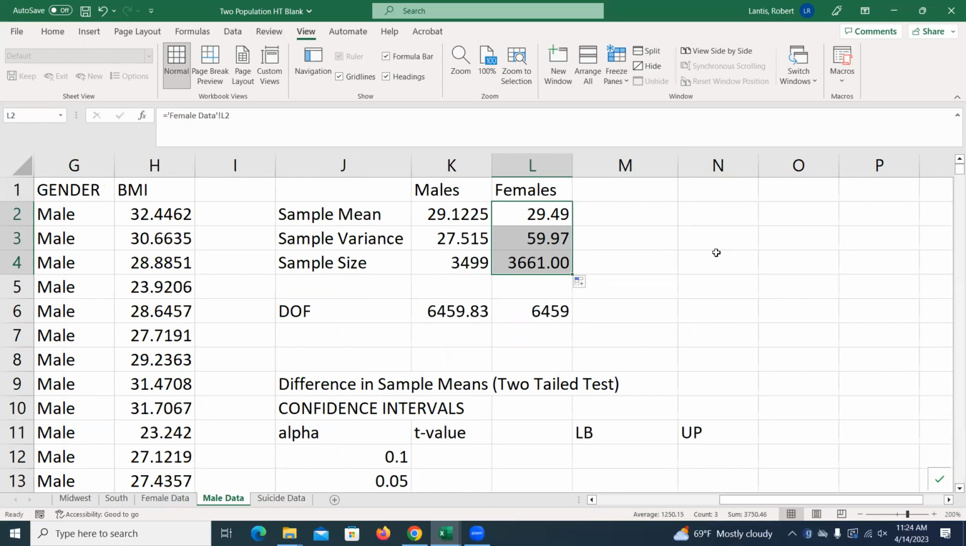Okay. So all I've done here is use that average, that var.s, and that count function to find the sample means of both groups, the sample variances, and the sample sizes. I also use this cross worksheet reference. Once again, you don't have to type this in. If you start with the equal sign and then click on the worksheet, it automatically will throw it in there for you. Any questions over anything up to this point?